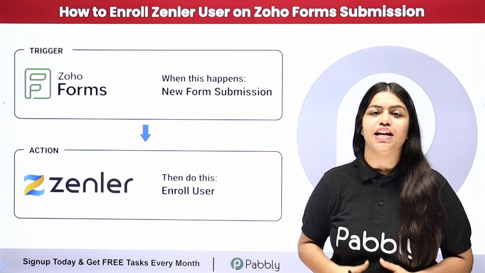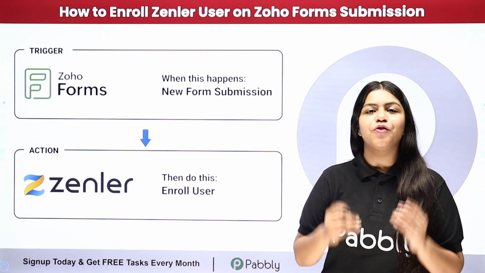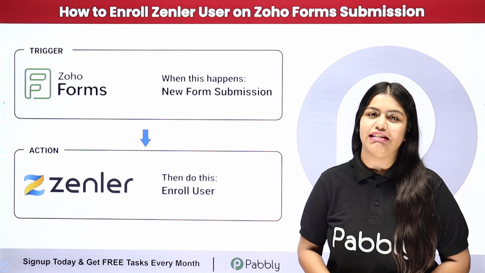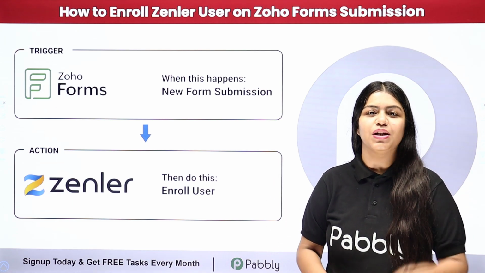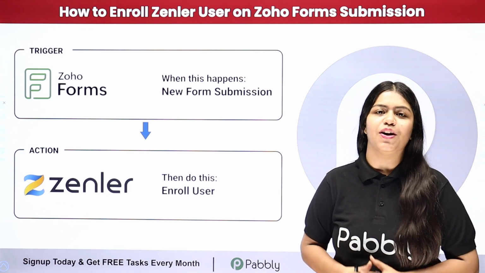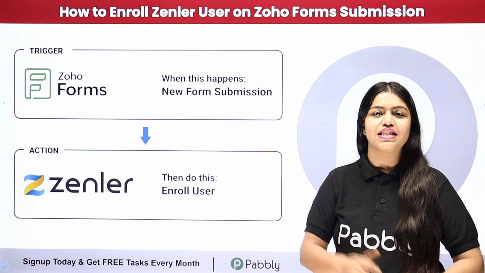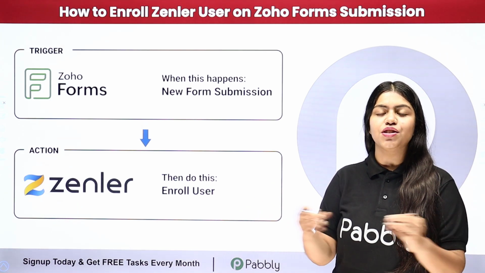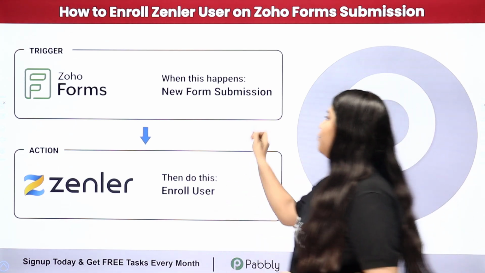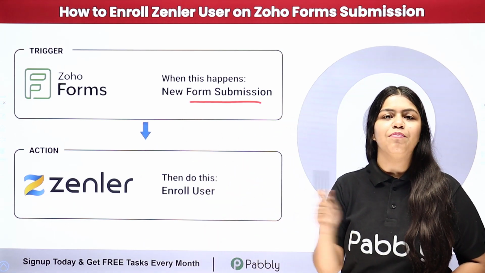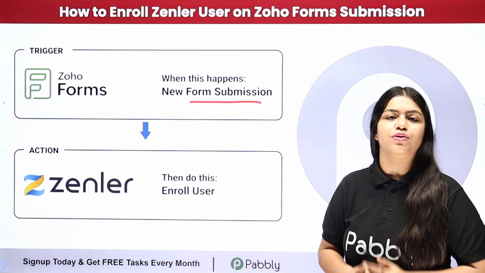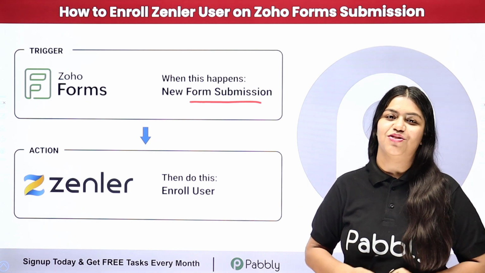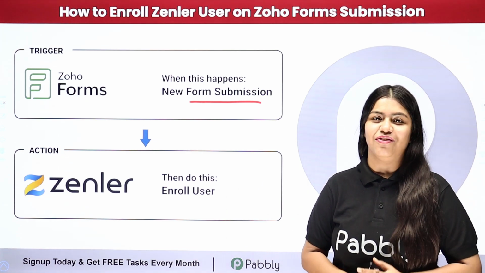So here I'm running an Edutech company and we offer free courses to all our potential clients, and we use Zoho Forms to collect the registrations for these free courses. So now what I want is that as soon as someone registers for my free course with the help of Zoho Forms, automatically that same potential client should be enrolled into that free course in my Zenler account too. That too without any manual efforts.